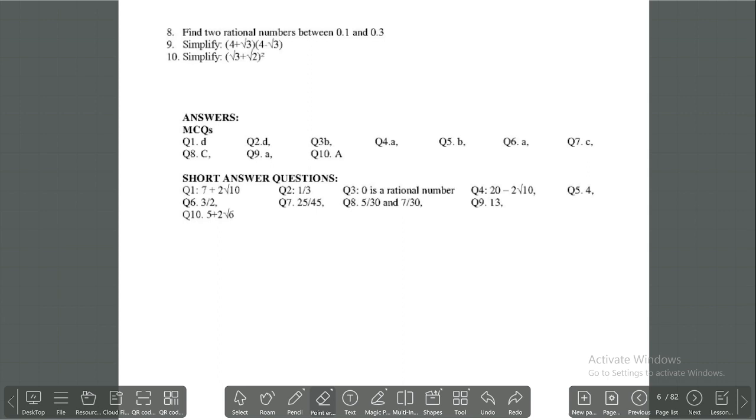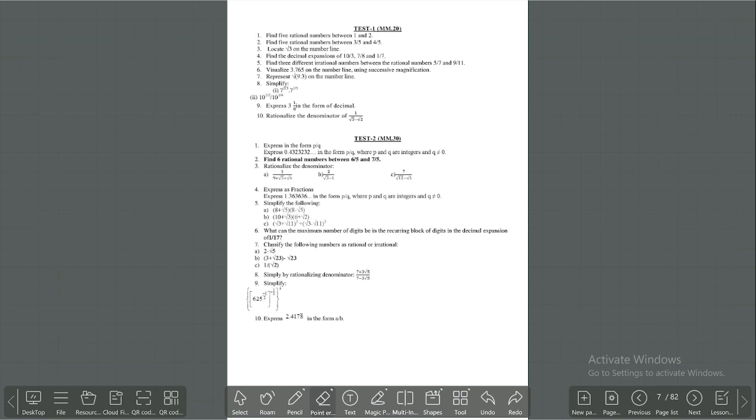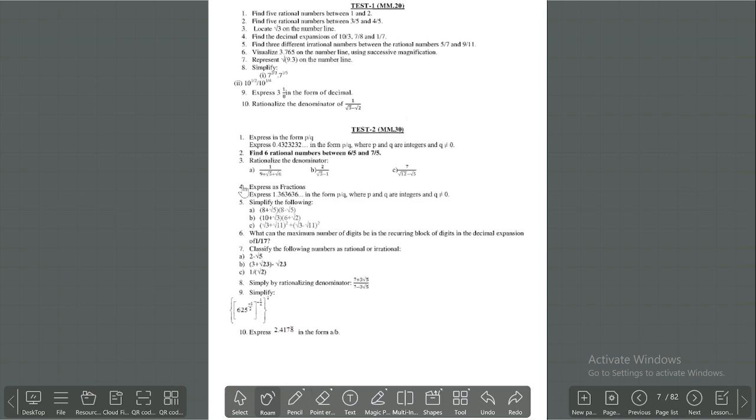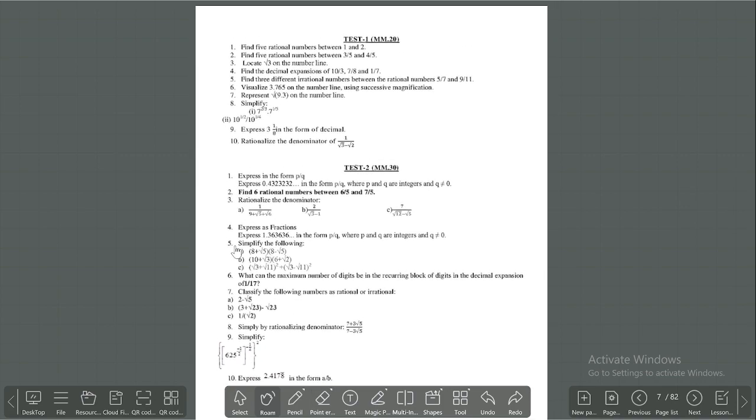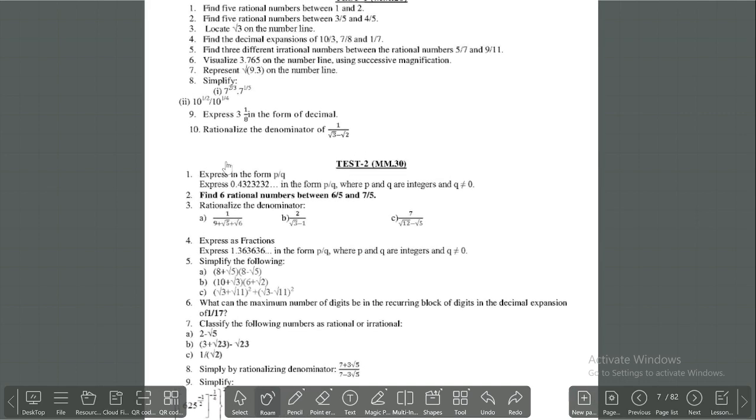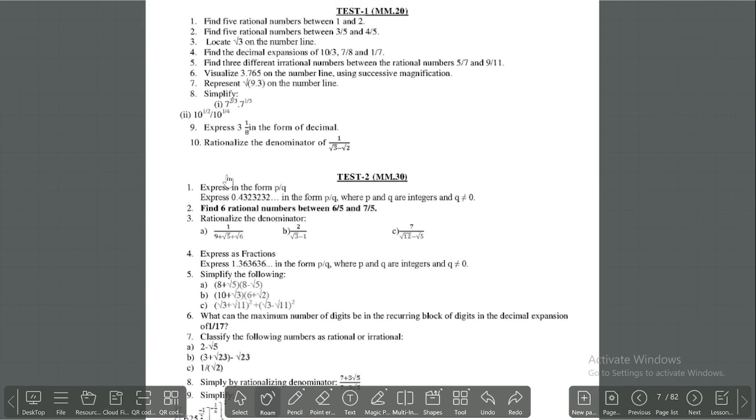Then, right, second one. It's a testing time for us. Again, rationalize the denominator. Some questions are given here. Okay, can you visualize, children? Rational numbers 1 and 2, 3 by 5 and 4 by 5. Already we did a good revision on these problems.